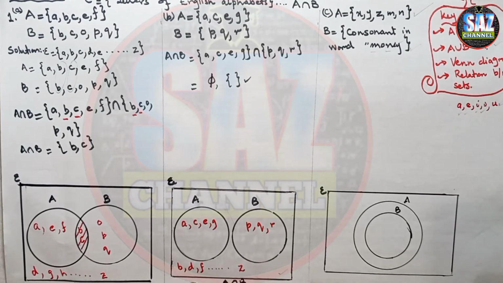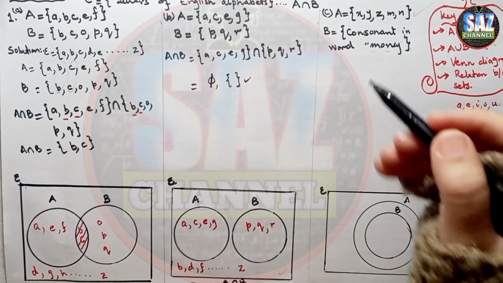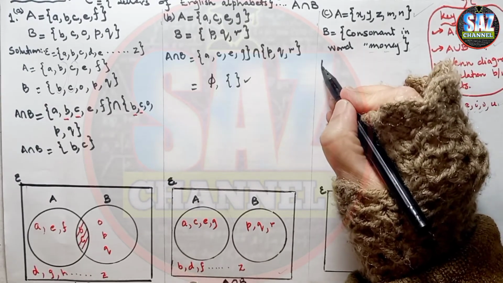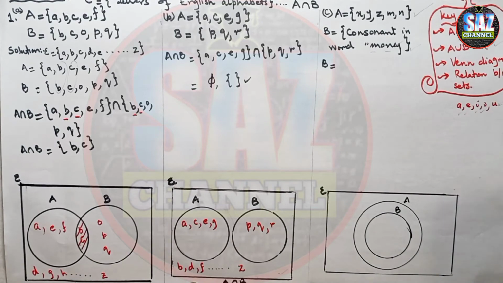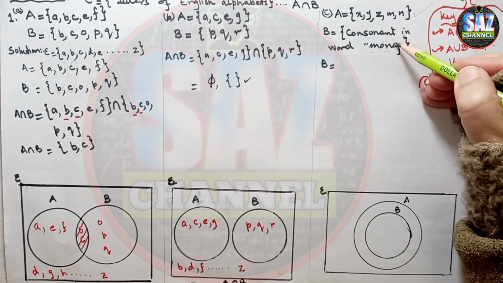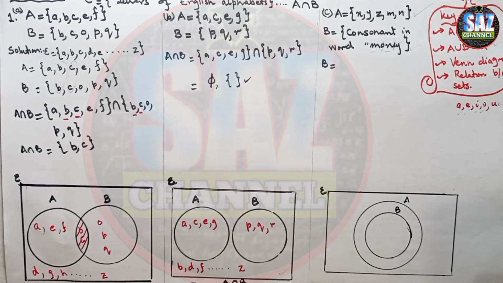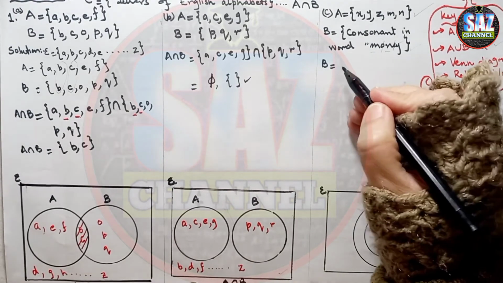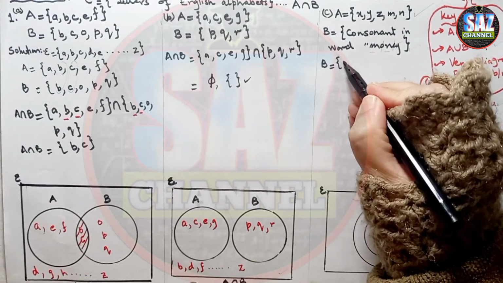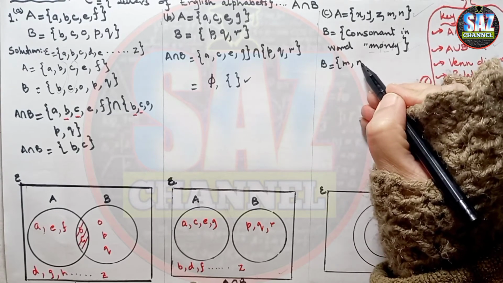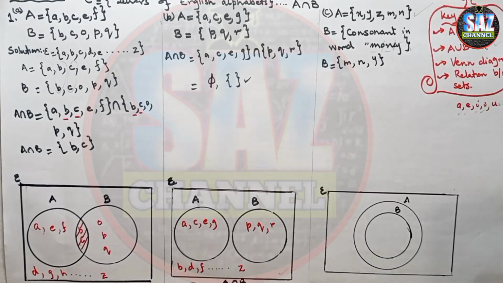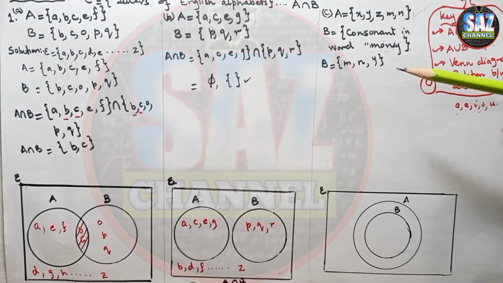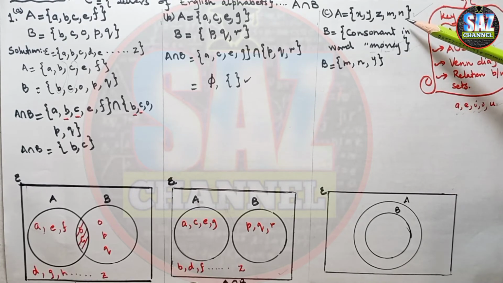So first of all, I have to pick up the consonants from money. So set B will take the form, as we can see that O and E are vowels. I'm not going to pick them up. So the consonants are M and N and Y. After writing the elements of set B, I have to see the relationship between set A and set B.